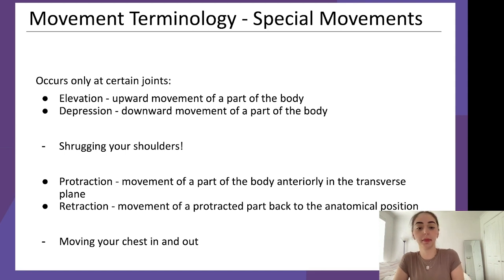Protraction and retraction. Protraction is where a part of the body moves anteriorly in the transverse plane. Transverse, remember, is kind of the waist region, and retraction is movement of a protracted part back to the anatomical position. So with protraction, I'm protruding my chest when I breathe in, and with retraction, I'm bringing it back when I breathe out.